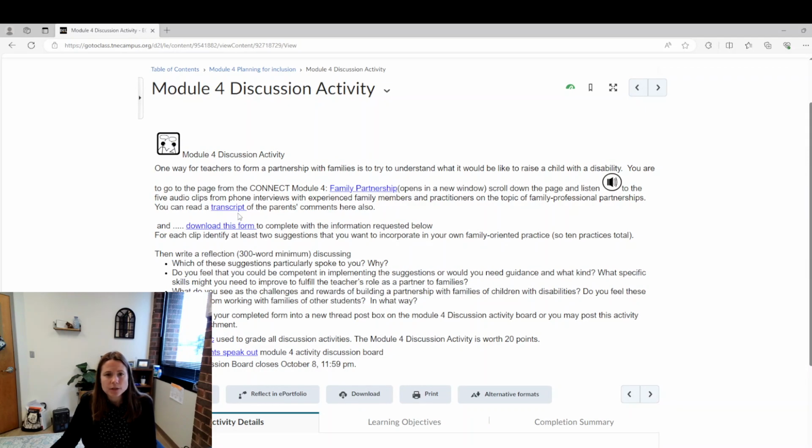There's even a transcript. If you're not an oral learner and you're more of a visual or read-write, there's a transcript. You can read the parents' comments there if you prefer to do it that way. You're going to download the form. So I'm going to show you what it looks like.